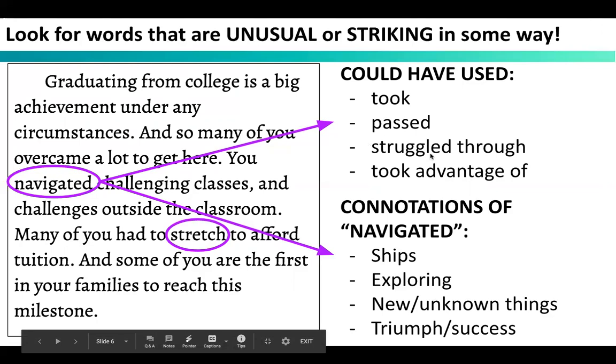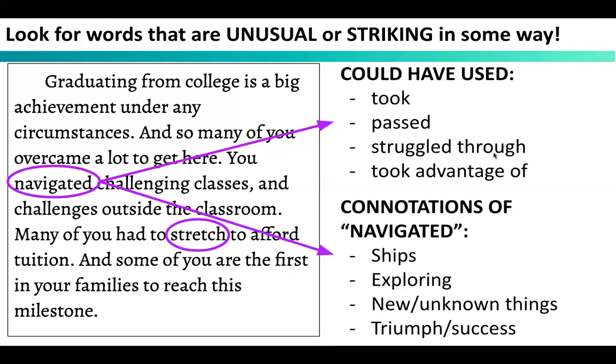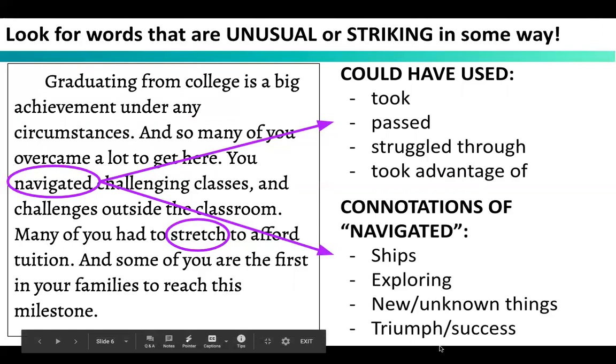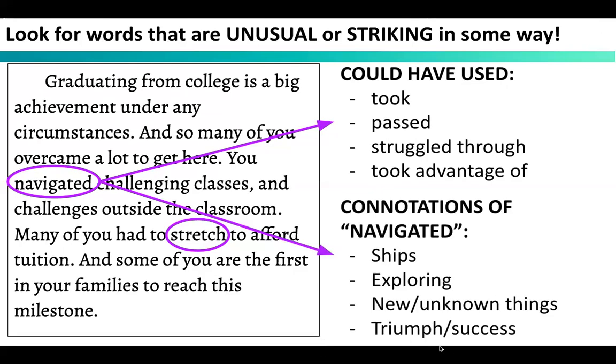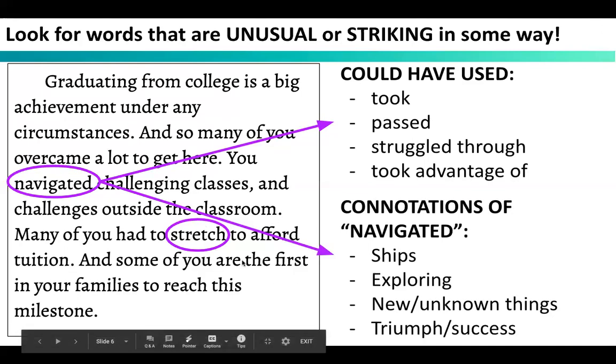Similarly, if he had used the word struggled through, right, that doesn't necessarily have the connotation of triumph and success, right? So the word navigated has these specific connotations that Obama is calling up and reminding the reader of whenever we hear that word. So on to the next one, stretch.